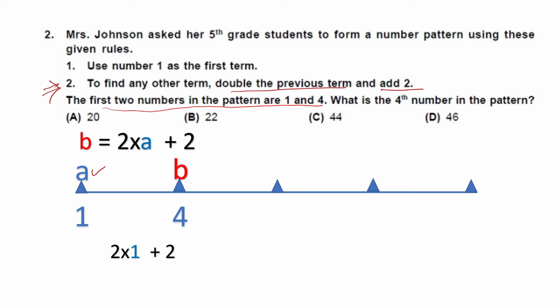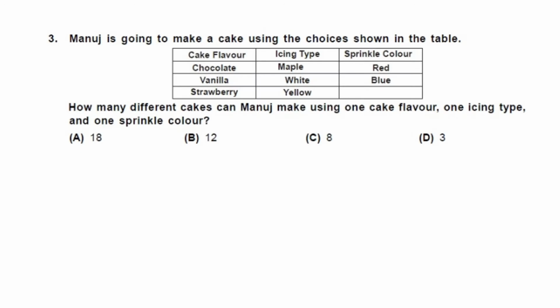Accordingly, we'll start solving the other terms. The third number will be 2 times 4 plus 2, which is 10. The fourth number will be 2 times 10 plus 2, which is 22. So your right answer is option B, 22. Let's go to the next question.